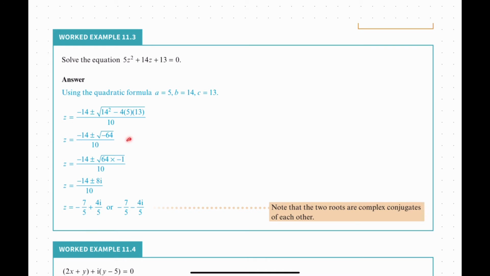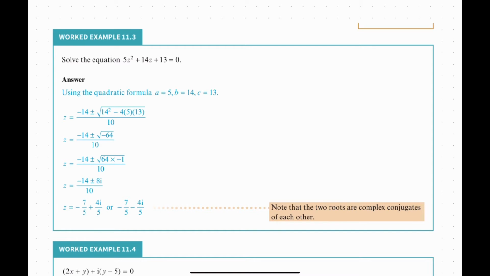You get to this point where, in previous years, you'd go, oh, I can't go any further because that is not going to be real. However, we can now rewrite root minus 64 as root 64 times minus 1, which is the same as root 64 times root minus 1, which becomes 14 plus or minus 8i over 10, which can then be rewritten in its plus form and its negative form in simplified versions, dividing through by 2 top and bottom.